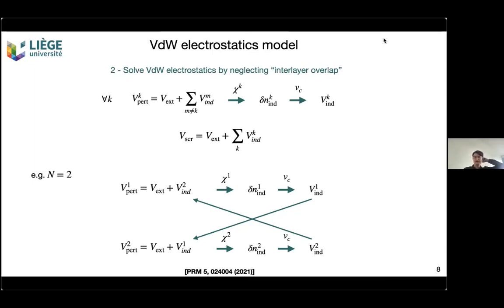Okay, so here is a little example with just 2 layers to see what it looks like in a simplified case. Layer 1 would be perturbed by just the external potential and the potential from layer 2. This induces a carrier density and an induced potential, and this induced potential disturbs layer 2, and so on and so forth. Okay, so we solve this, and then we have a little model to simulate the response of our stack of 2D materials as a function of any potential perturbation.